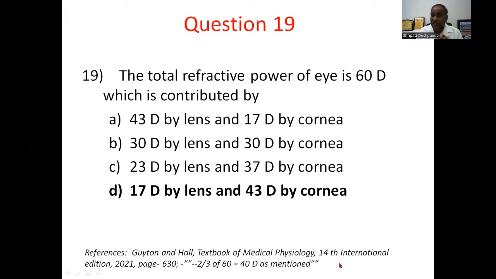There is no clear-cut mention of 17 D, 43 D or anything like that. You may require specific ophthalmology books. However, I will take it that the greatest refraction happens at the cornea, and the lens contributes only one-third of the total refractive power.